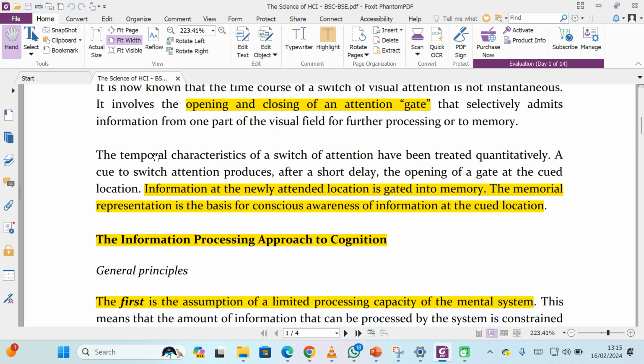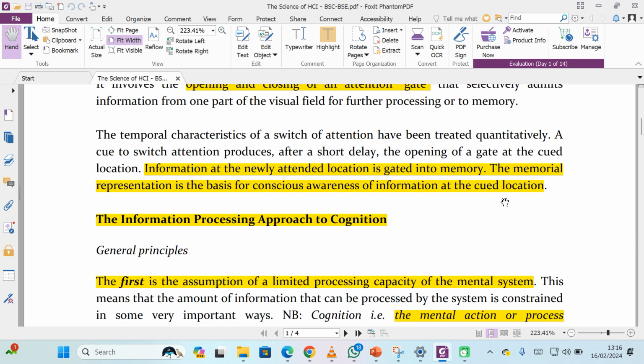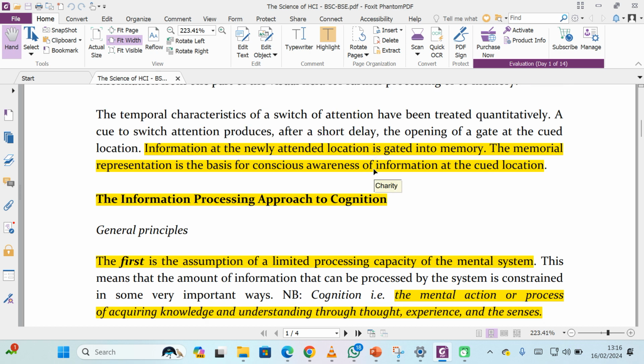So let's move on now. Temporal characteristics of the switch of attention have been treated quantitatively. A key cue to switch attention produces, after a short delay, the opening of the gates at the cue location. Information at the newly attended location is gated into memory. The memorial representation is the basis for the conscious awareness of information at the cued location. So this is still explaining how information is being picked.